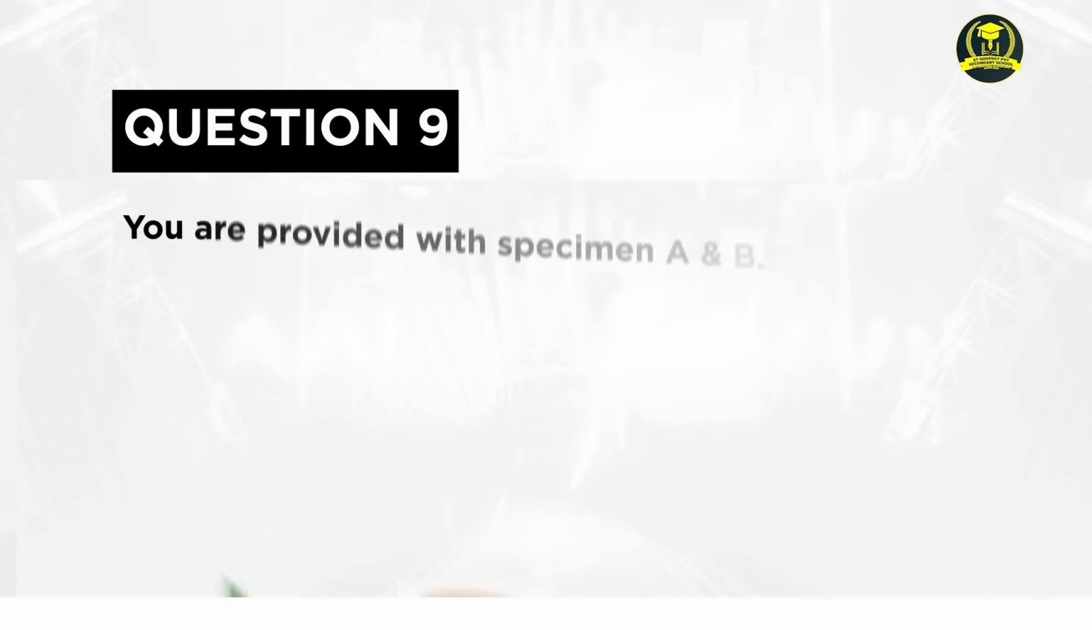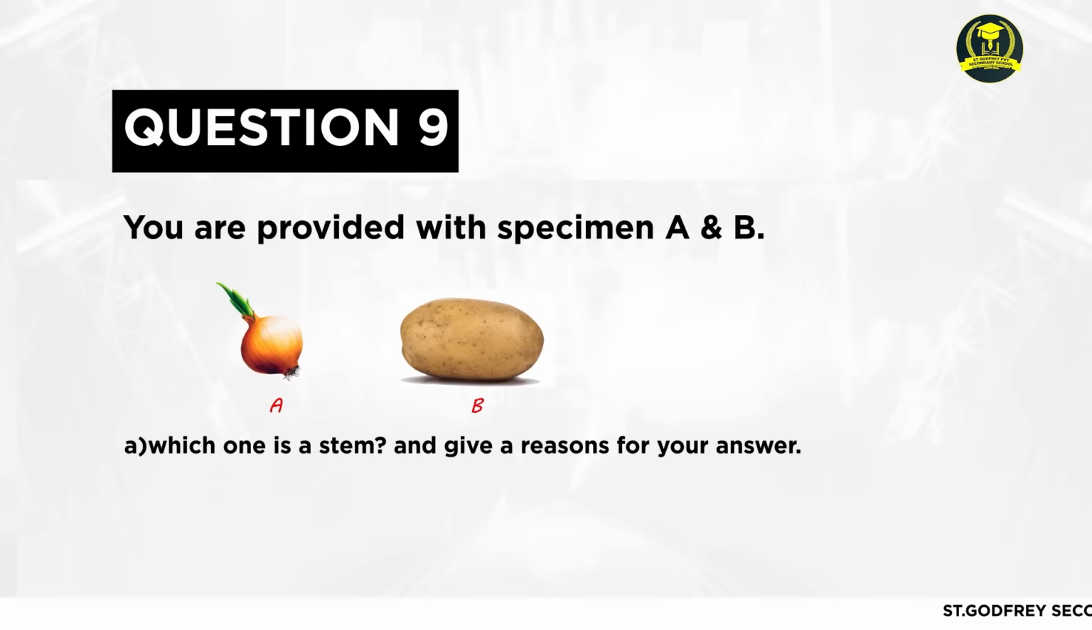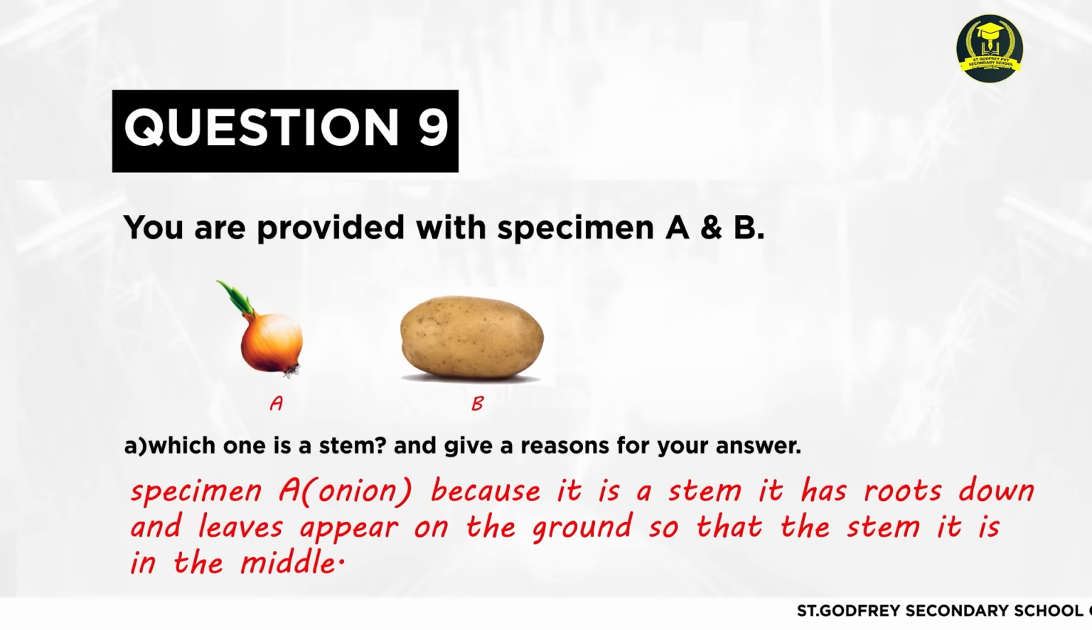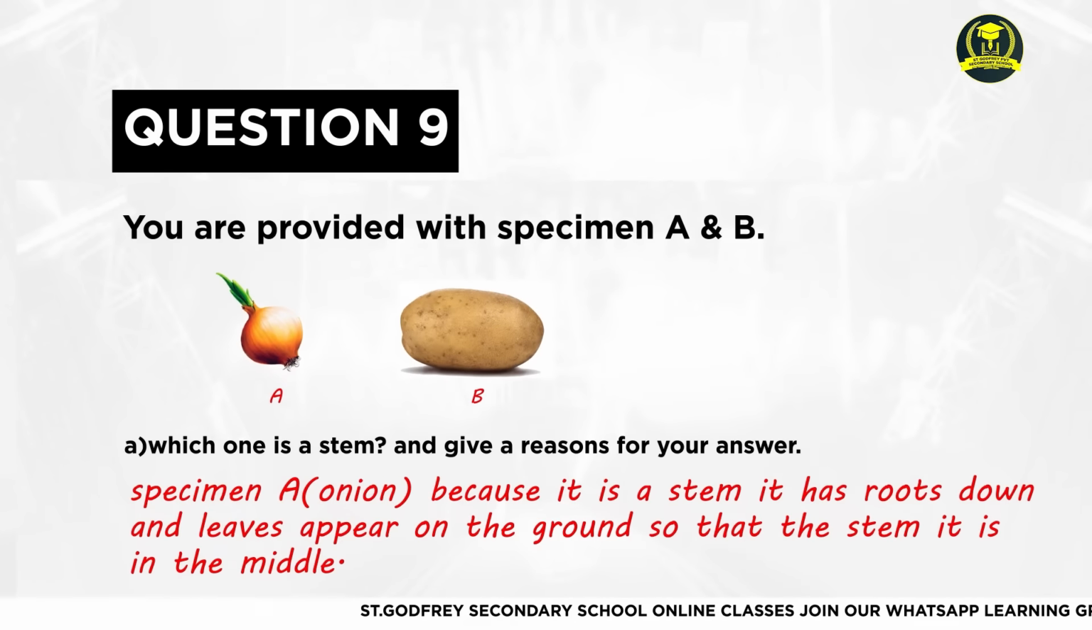Question number 9. You are provided with specimen A and B. Specimen A is an onion, while specimen B is an Irish potato. Question A. Which one is a stem? And give the reason for your answer. Specimen A, which is an onion, is a stem because it has roots down and leaves appear on the ground, so the stem is in the middle.